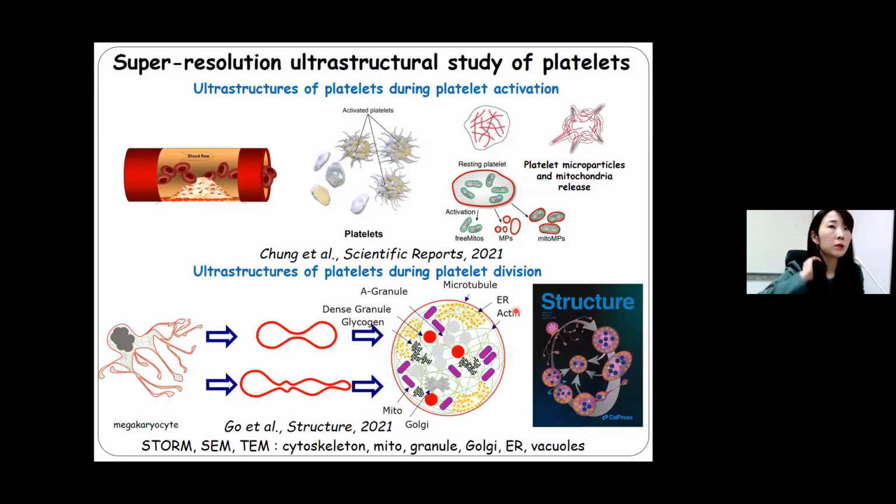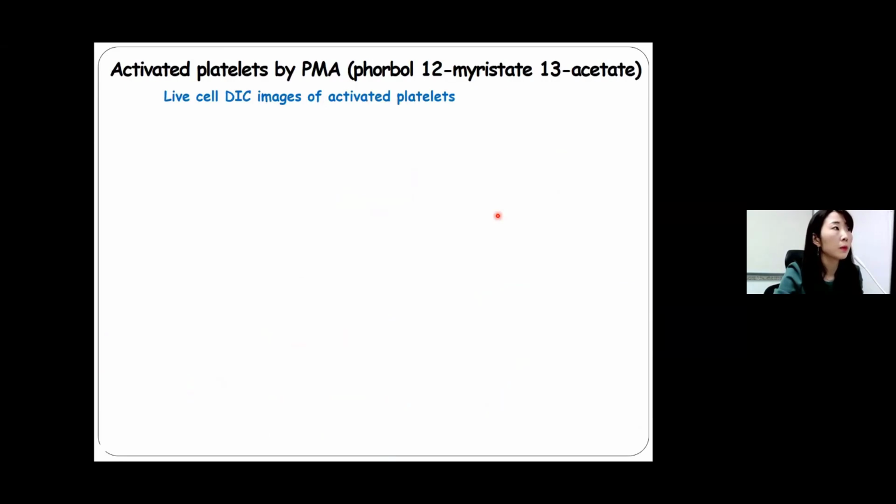We conducted this ultrastructural study for two important platelet processes. One is platelet activation, another is platelet division. Let's talk about them one by one. First of all, platelet activation. We tried to observe the activated platelet in our experimental condition by using PMA as the agonist. First, we tried the low resolution live-cell DIC image for the platelet activated by PMA.